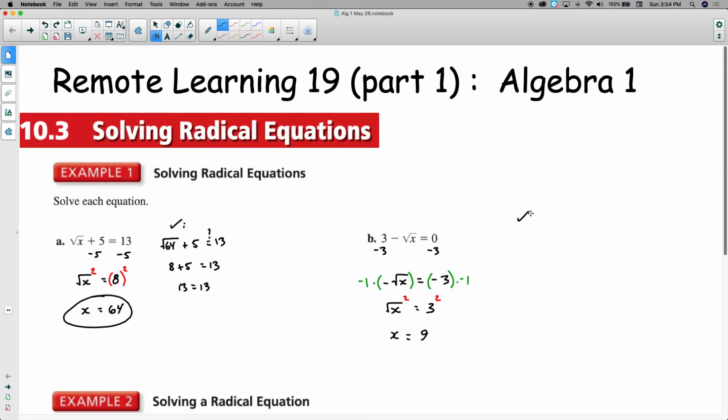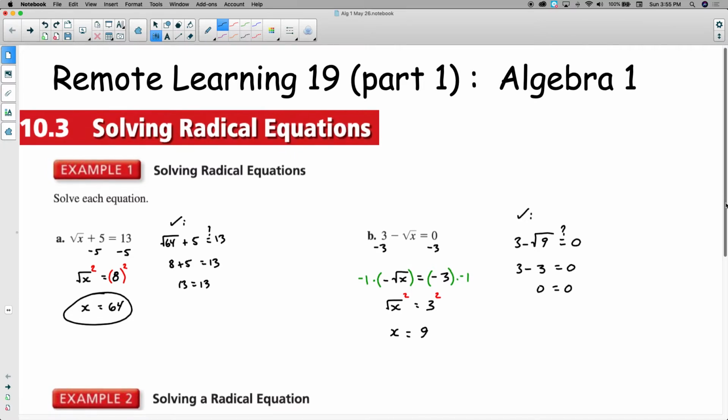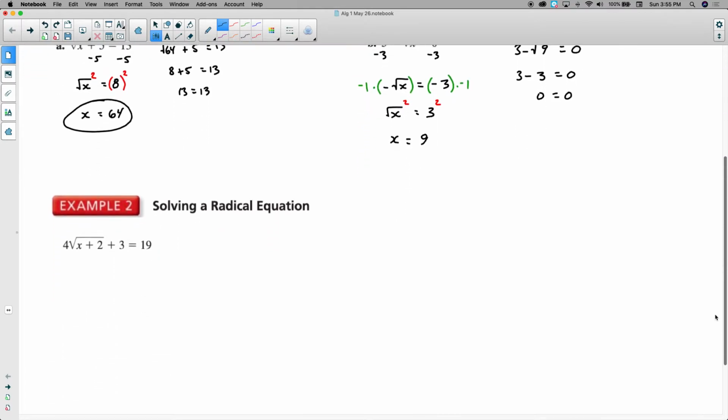Okay, so I'll do a little check on this one too, since we're warming up to these ideas. We should put 9 in there for x, and it should equal 0. And the square root of 9 is 3, so it works out just perfect. 0 does equal 0. Okay, so let's ramp this up slowly but surely, moving on here to example 2.